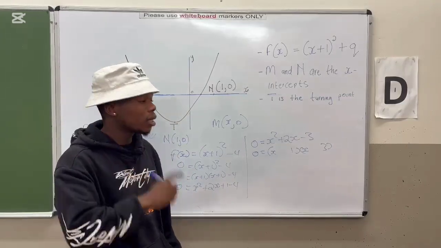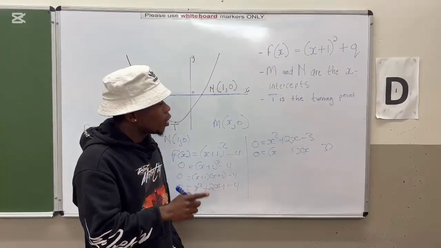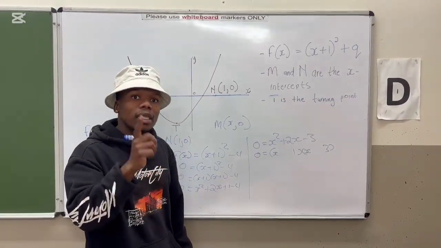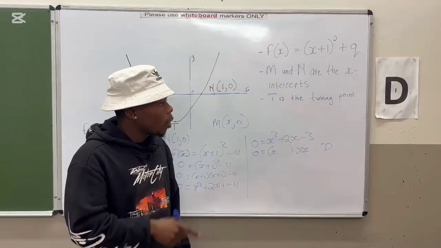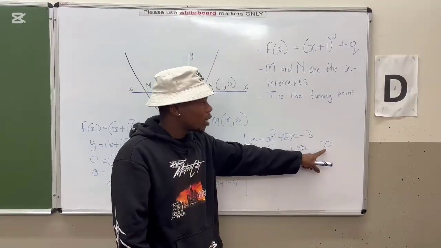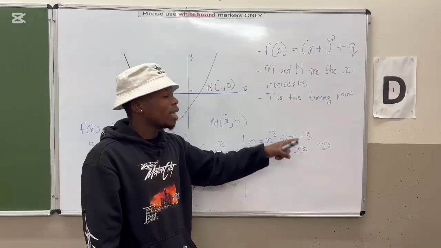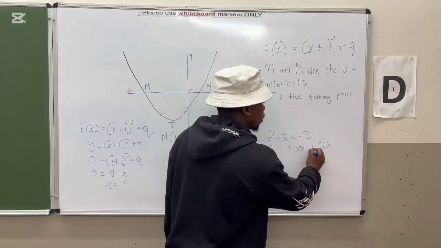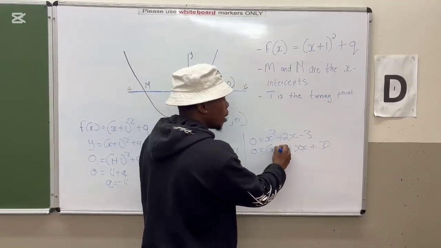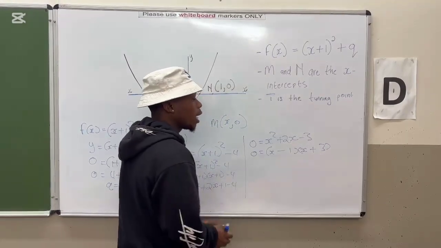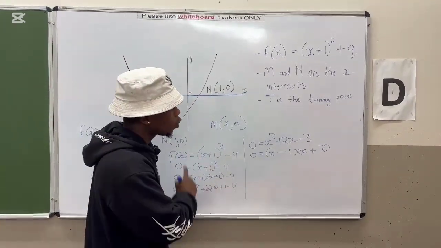But let's check something. Remember this important statement: the sign of the bigger term must take the sign of the middle term. What is the bigger term here? The bigger term is 3. What is the middle term? The middle term is positive 2x. It means 3 must be positive, and 1 must be negative.